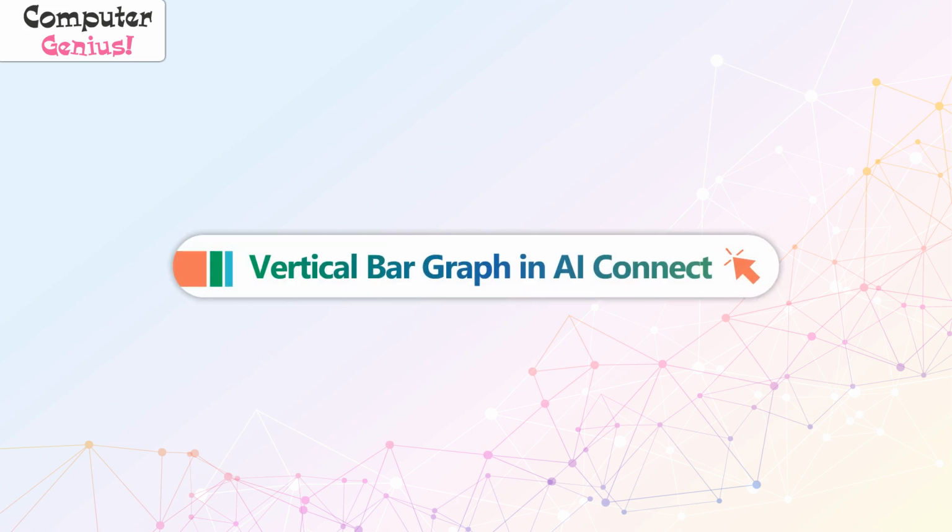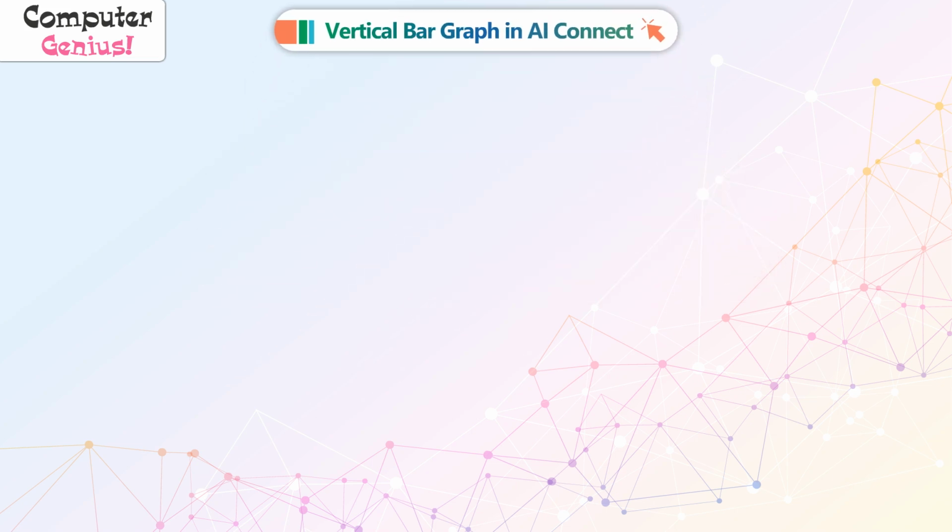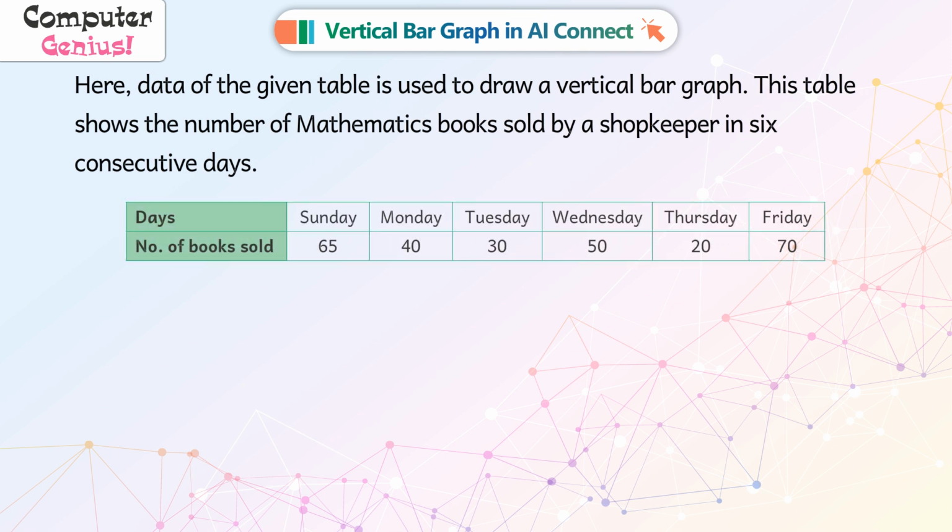Vertical bar graph in AI Connect. Here, data of the given table is used to draw a vertical bar graph. This table shows the number of mathematics books sold by a shopkeeper in 6 consecutive days.